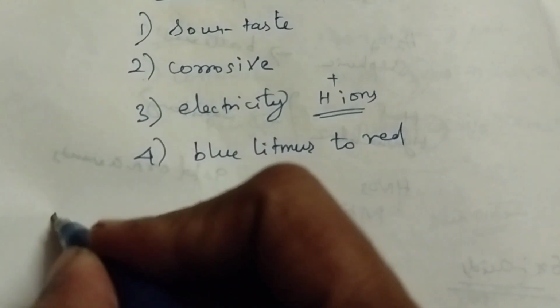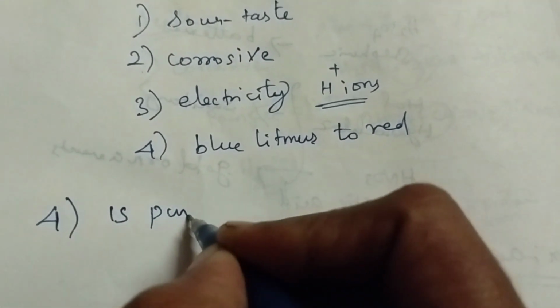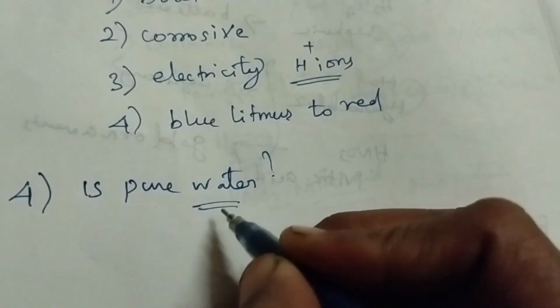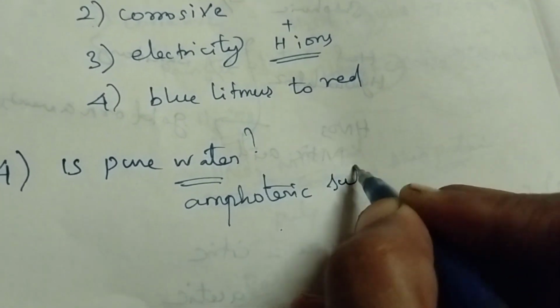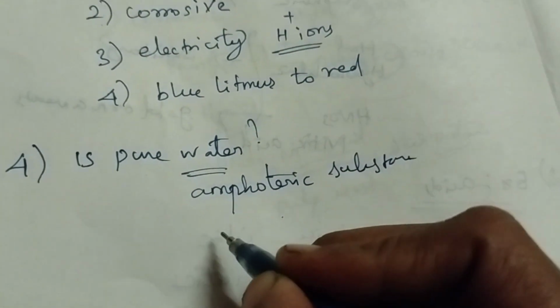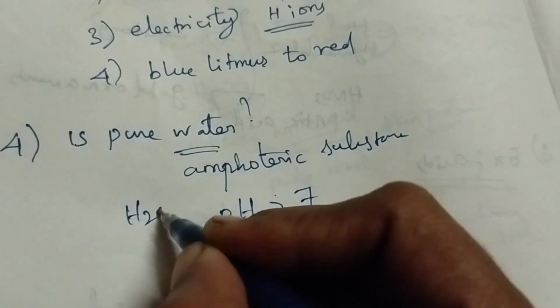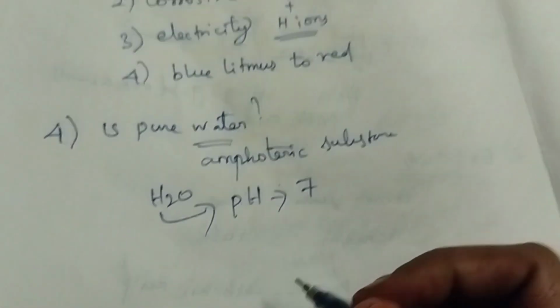And the next question is, is pure water an acid or a base? Water is an amphoteric substance. Amphoteric substance means what? It is a neutral substance. Its pH value is 7. Water, H2O, its pH value is 7. So it is a neutral substance.